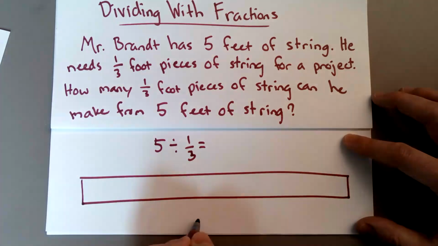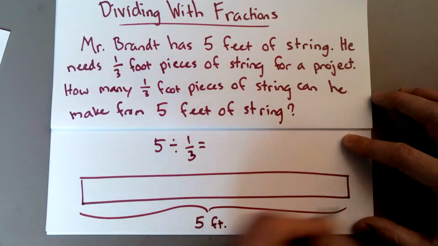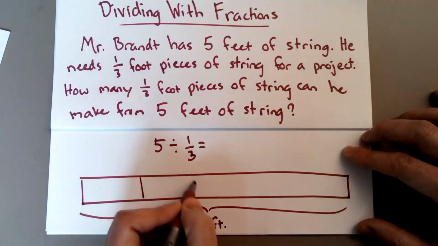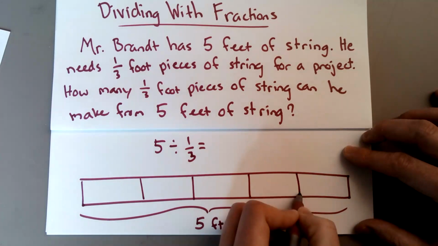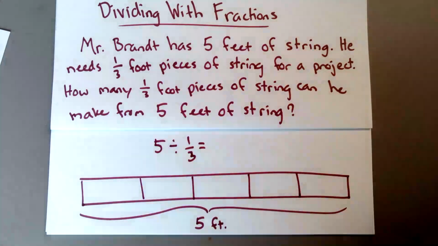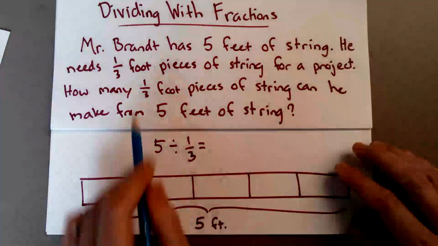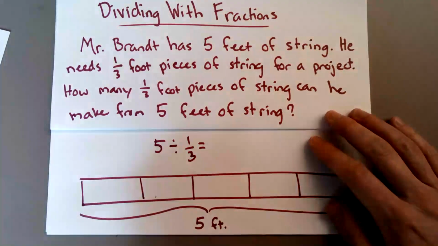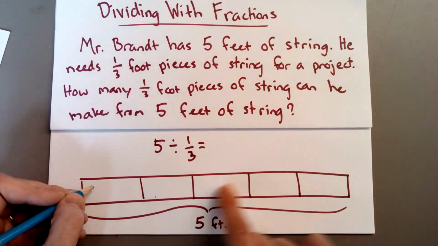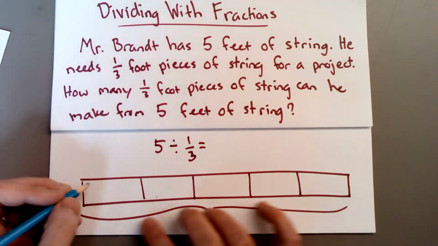So here are going to be my 5 feet of string. So I'll divide them into foot sections. So 1 foot, 2 feet, 3 feet, 4, and 5 feet. Okay, so now I have 5 feet here, and I want a bunch of 1/3 of a foot pieces. So I'm going to divide each of these feet into thirds.